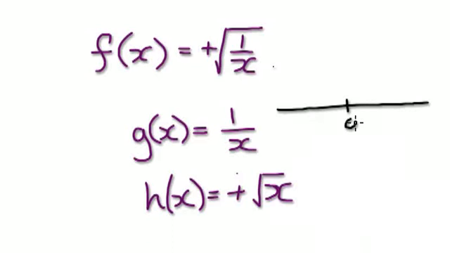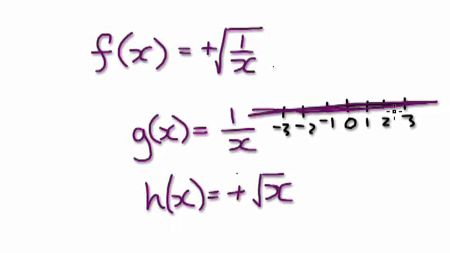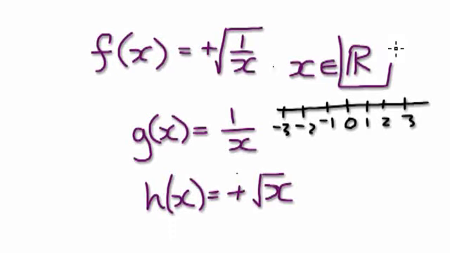Let's say this is your number line: 0, 1, 2, 3, and so on, -1, -2, and -3, and so on. Now the domain for this function here could be anything on this line here. That's what it means by x belonging to the real number line. This R here is anything on this line here. Okay, but it cannot be 0.